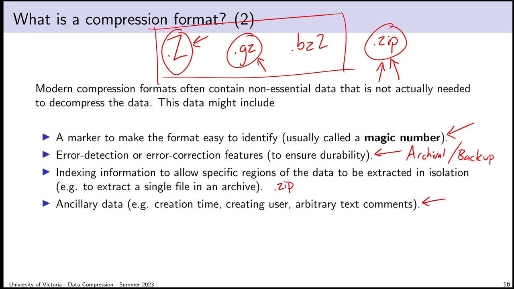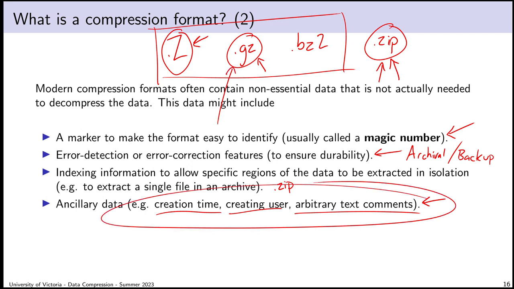It's pretty common also for compression formats to allow the storage of arbitrary text comments for some reason. Generally, people don't actually use that facility, but it's there. Occasionally, they store OS metadata, like what's the user who created this file? When was it created? When was it last modified? When we explore the gzip format in great detail, we'll notice that it has this. It's got the ability to store extra metadata as you see fit, although most compressors don't add that metadata because why would they?